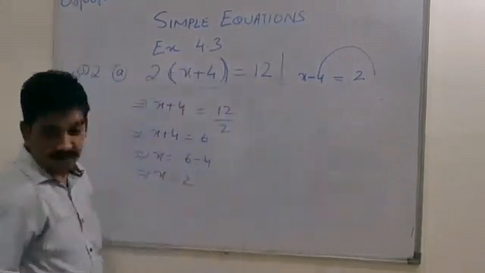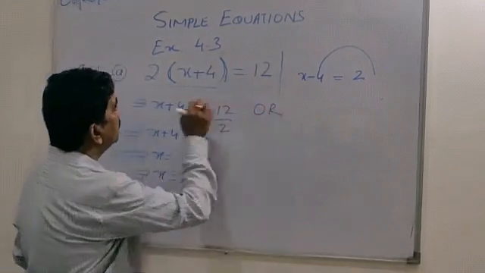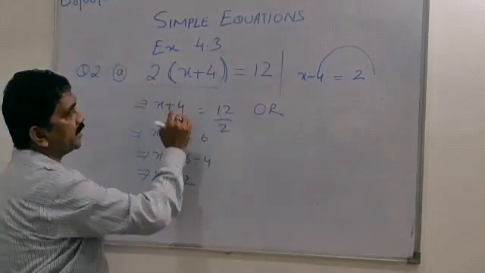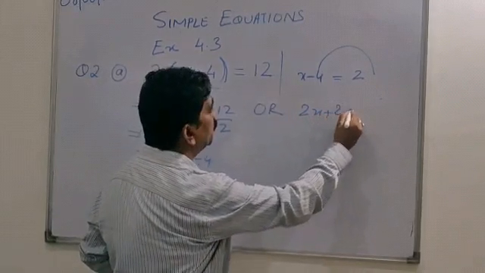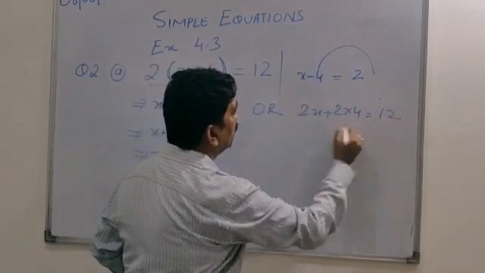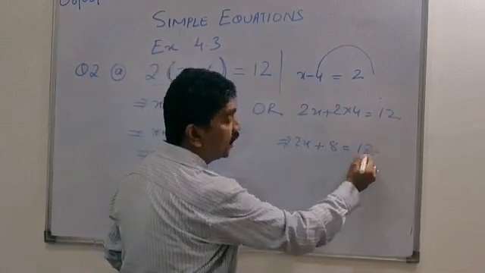Suppose I want to multiply this, let me write OR here. OR means the other method. Suppose I multiply this 2 with this bracket, what will I get? I will get 2x plus 2 into 4 is equal to 12. That implies 2x plus 8 is equal to 12.